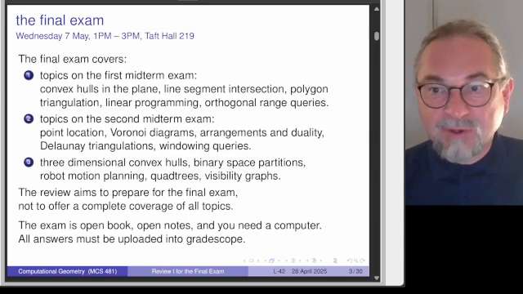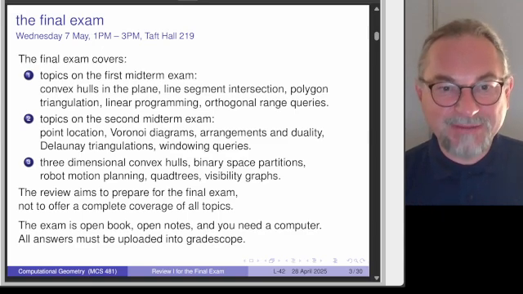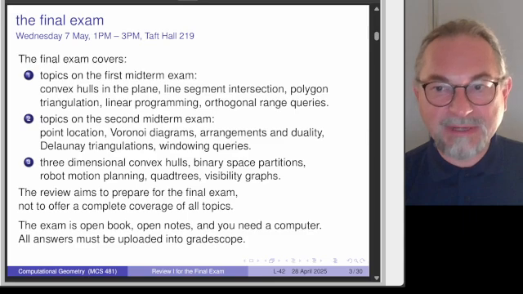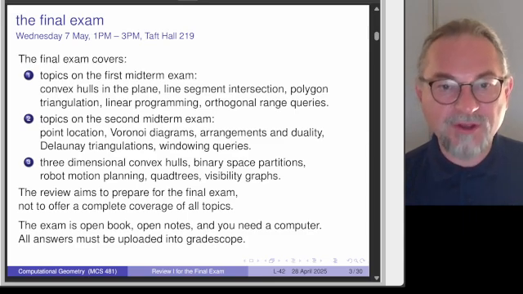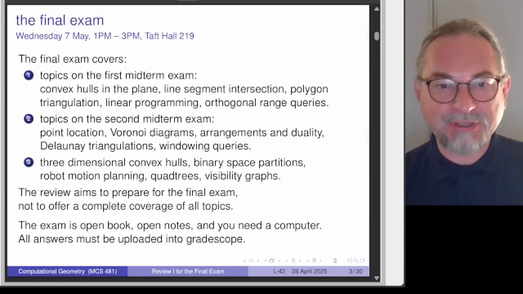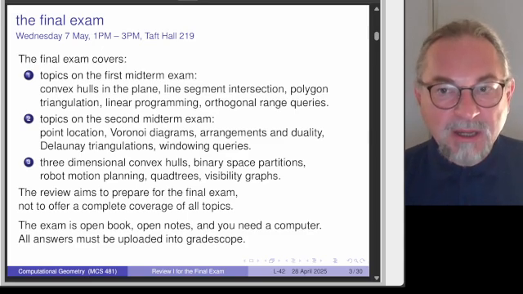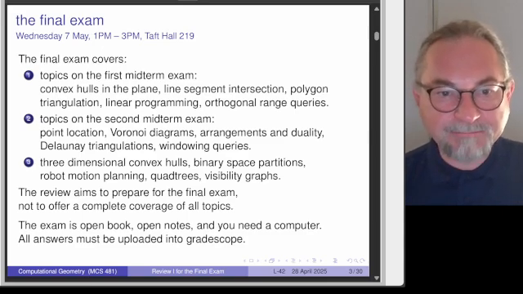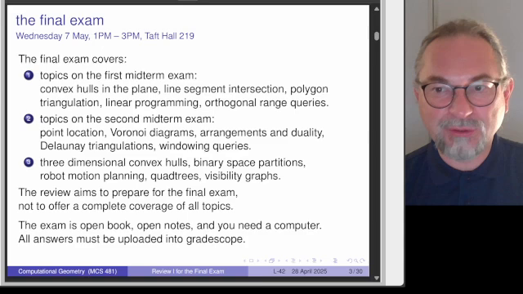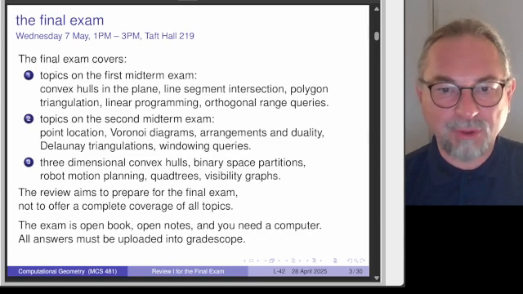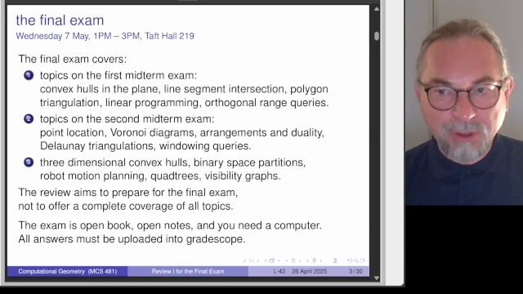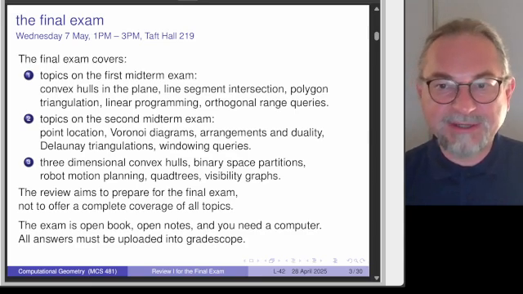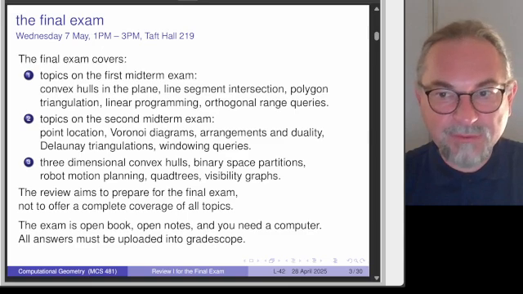The final exam covers everything we have seen in this course. So we have the topics on the first midterm exam. This review will focus on these 5 chapters in the textbook. In the next review, we will look at the topics for the second midterm exam. And today we will also do something about the three-dimensional convex hulls. The other problems will then be considered in the next review.